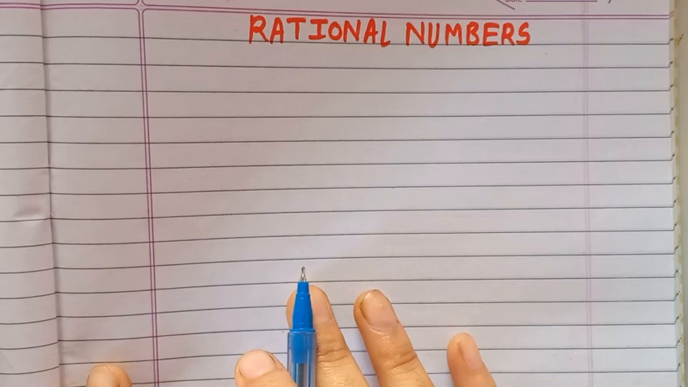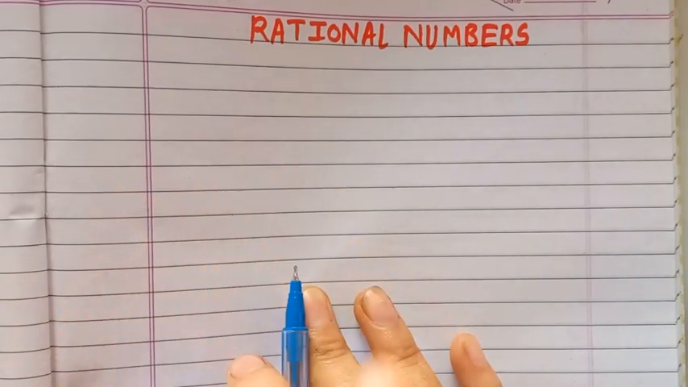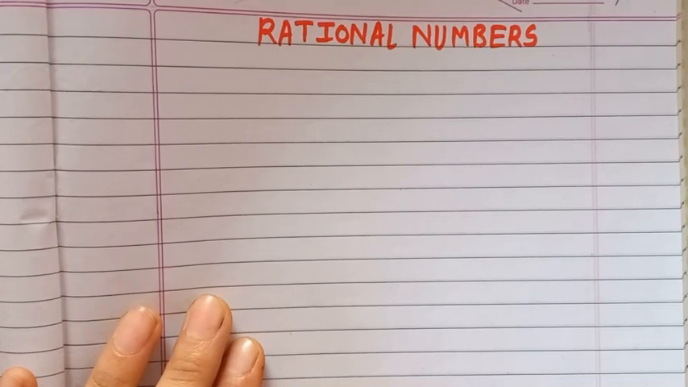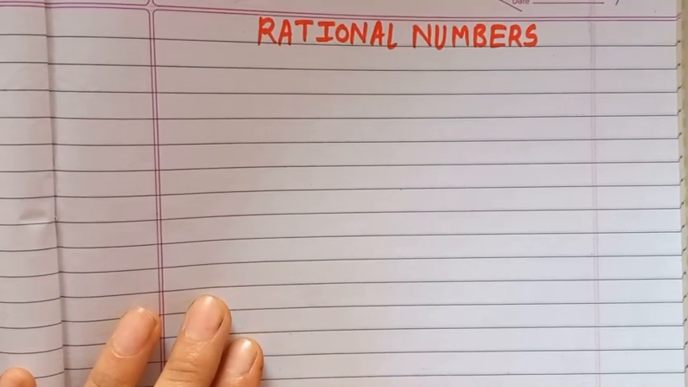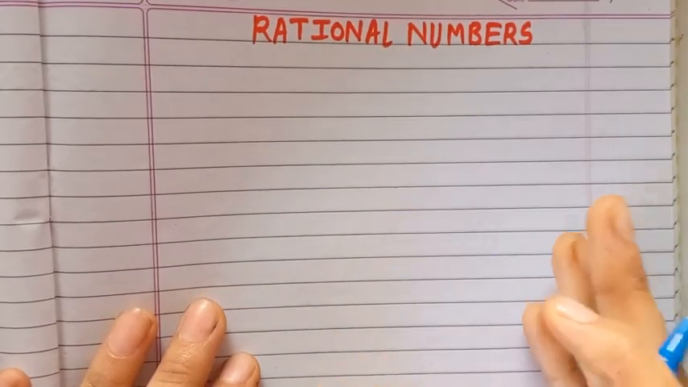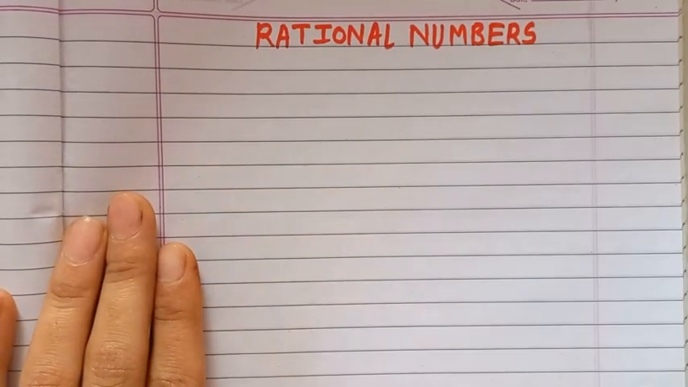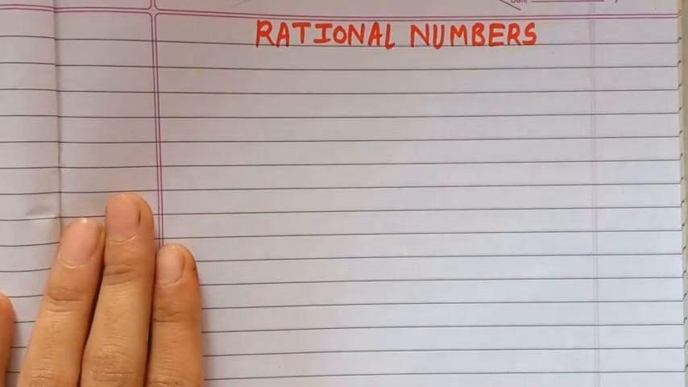Welcome to another video of rational numbers, and this is the last video of our chapter 1. In the previous video we completed exercise 1.2. Now we are going to start examples. Okay, so let's start examples. First, example number 1.